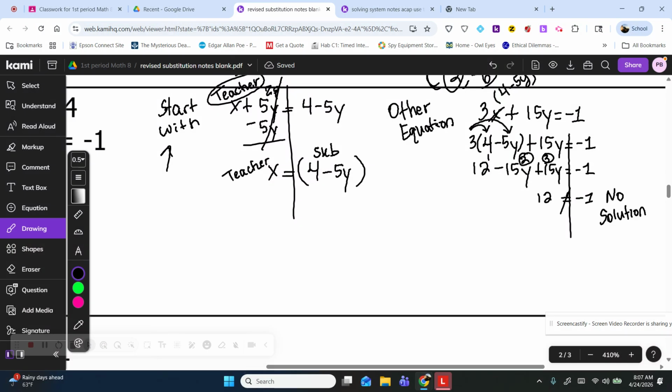When the variables cancel and the leftover numbers do not equal, it's no solution. You don't have to do any more work. Okay, if you get no solution, do not go back to the other equation. You're done. Y'all got it?